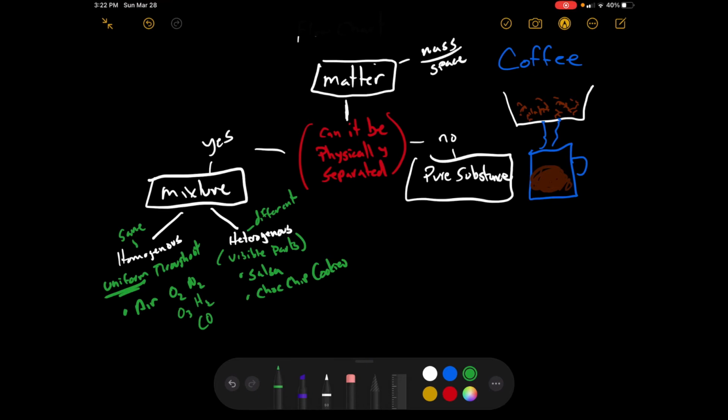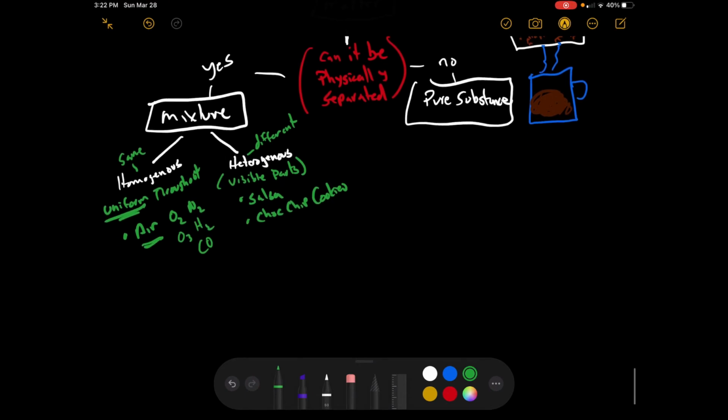You can't see that. It's all universal throughout, so it all looks like just invisible air. Another homogeneous mixture could be hydrochloric acid mixed in H2O, water, and you can't really see the hydrochloric acid or the H2O. You can't see the different parts in there. It all joins together to form a uniform, or the same, mixture throughout.